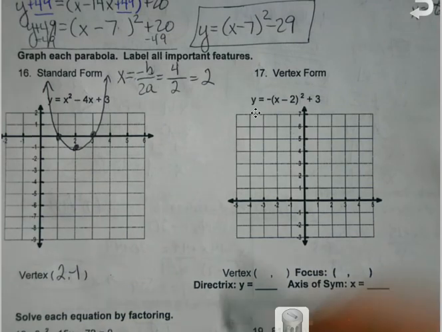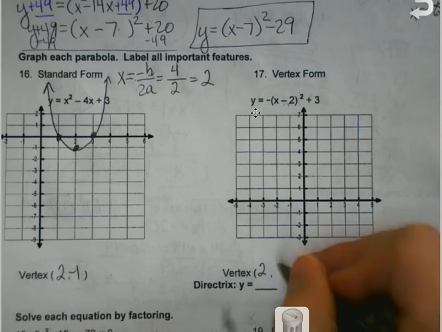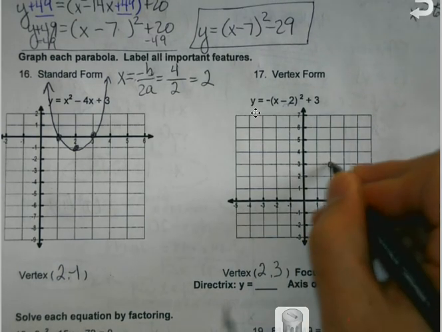Vertex form. Vertex is already here for me. Change the sign. Keep the sign. 2, 3.